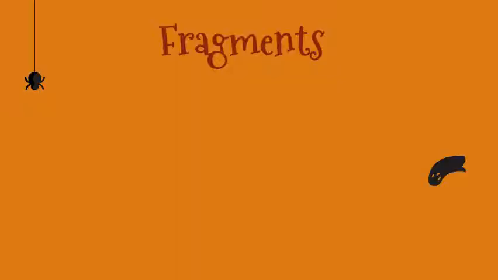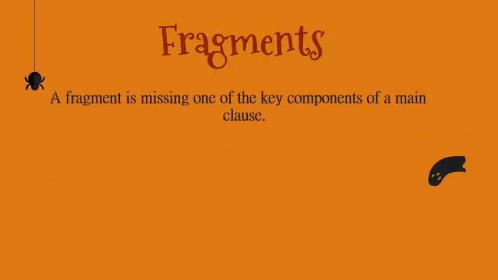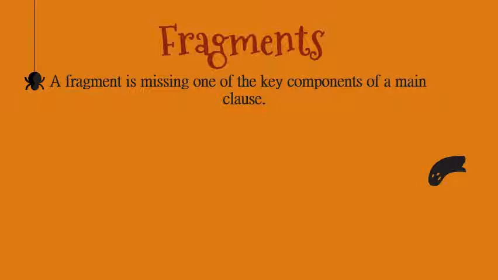What about the fragments? What is the difference between the sentence and the fragment? Let's see. Fragments. A fragment is missing one of the key components of a main clause. So when there is a group of words missing one of the three main components, then we do not call it a complete sentence. What do we call it? We call it a fragment.